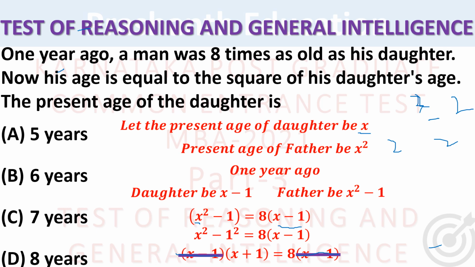Now x plus 1 is equal to 8 that we have. Take this one to that side, and it will become 8 minus 1. So the age will be 7. So the correct answer is C, 7.